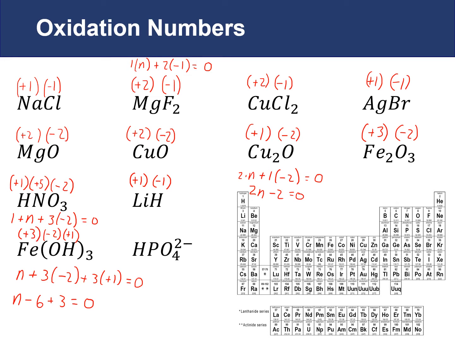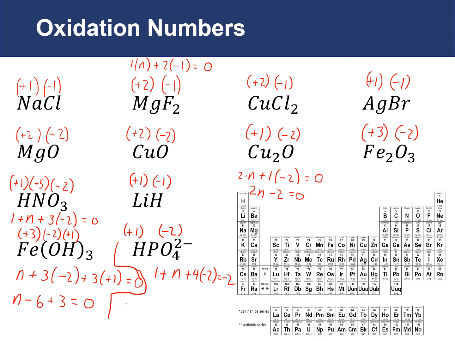Here, HPO4 2-, the oxygens are bound to the phosphorus, not the oxygen, so they will all be -2. Your hydrogen is not bound to a metal, so it will be +1. And now we need to figure out what our phosphorus is. So if we write it out similar to how we've been doing before, you have the 1 from the hydrogen plus the number on the phosphorus plus 4 times -2 equals the overall charge, which is -2.